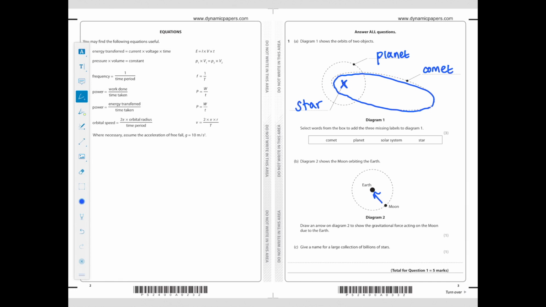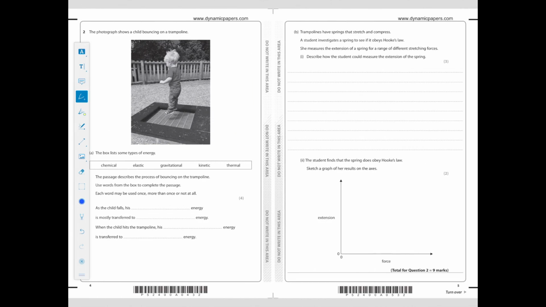Give a name for a large collection of billions of stars. The definition is that of a galaxy, so that's why the answer here is galaxy, although you could have got away with saying universe.